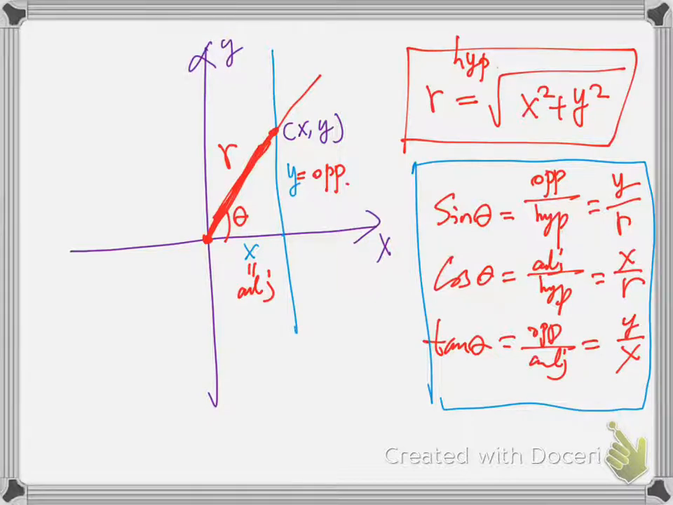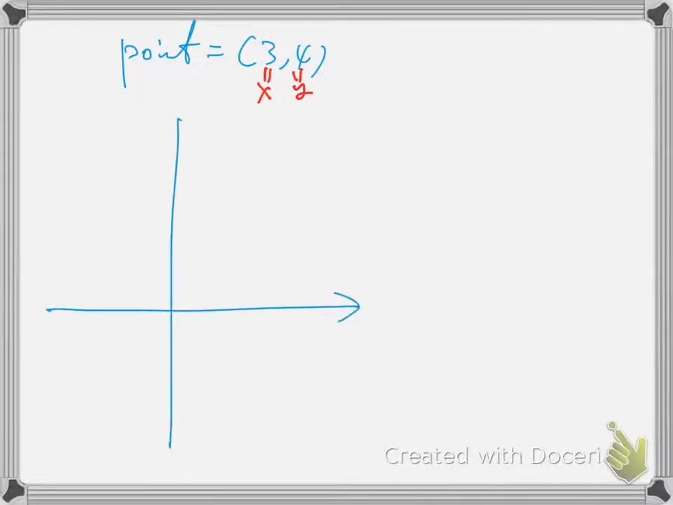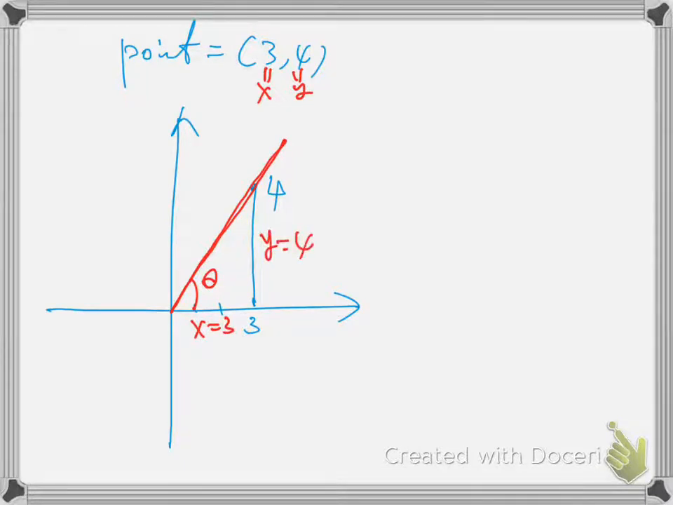So now let's look at our first example. Suppose the point is 3, 4. So 3 is x, 4 is y. Let's first draw the picture and make a right triangle in the plane. So 3, 4: we go 3 and then go up 4. Now this is the terminal side of the angle theta. So x is 3, y is 4. This point is 3, 4.